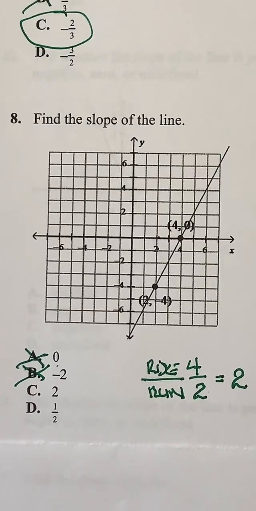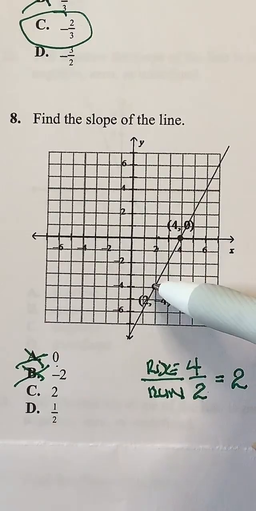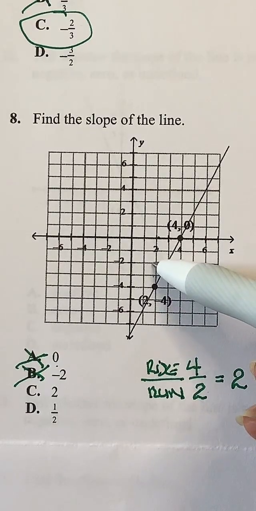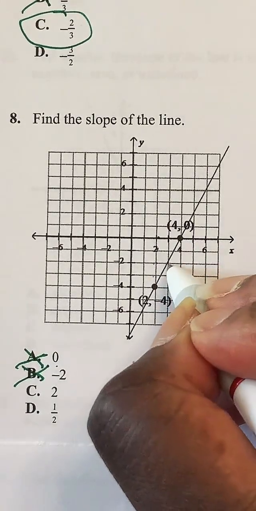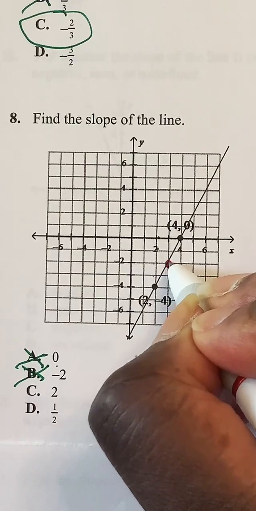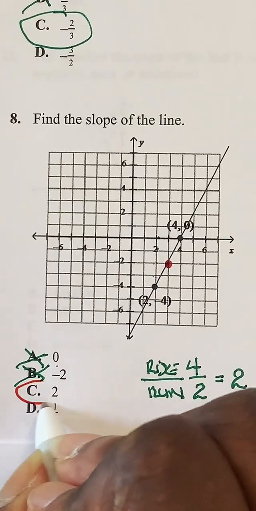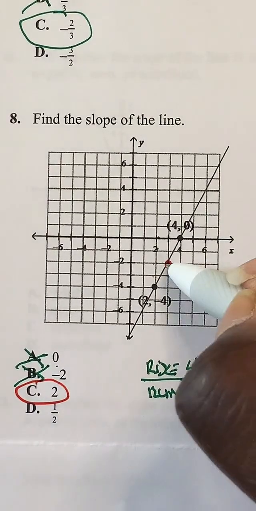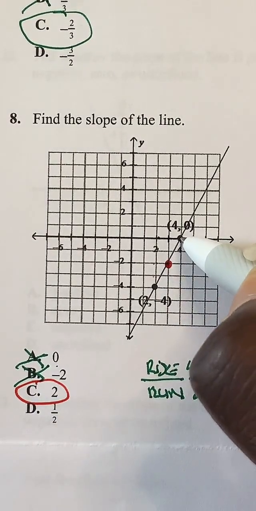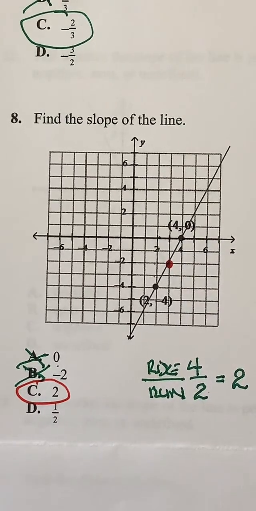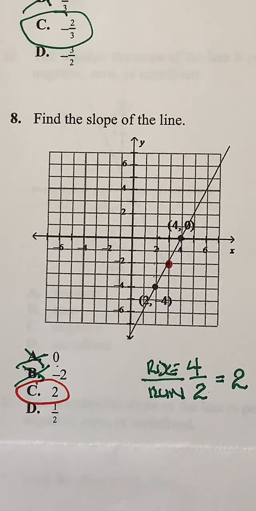Now, as I was counting, I noticed there's another point I could have stopped at. I could have gone up 1, 2, and over 1. Okay, then go up 1, 2, and over 1, and it gives me that other point.